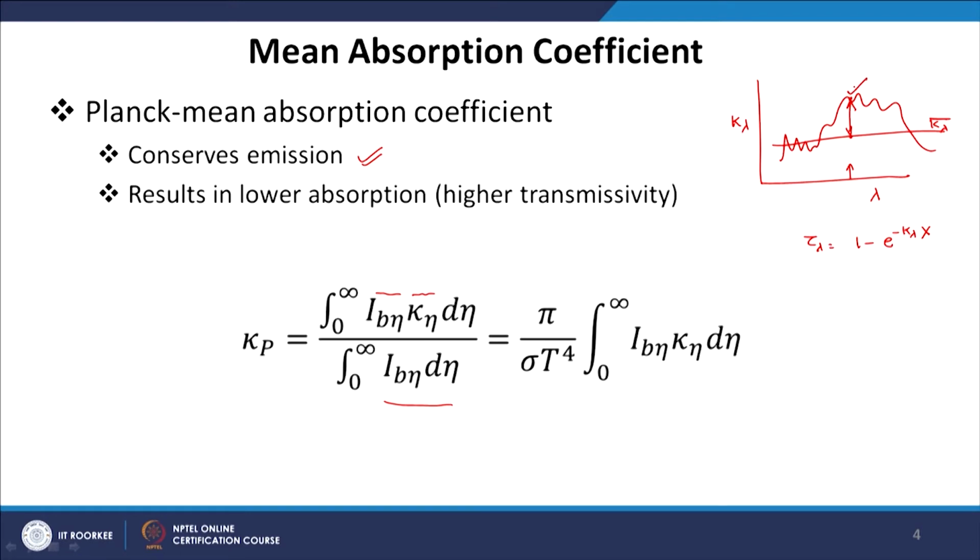So, what basically we are doing is a photon which should have been absorbed because of a large absorption coefficient is allowed to transmit by taking a small value of mean absorption coefficient. This results in lower absorption and higher transmissivity, and definitely this method is not accurate for gases where absorption is important. For the optically thin case, this method may be accurate.